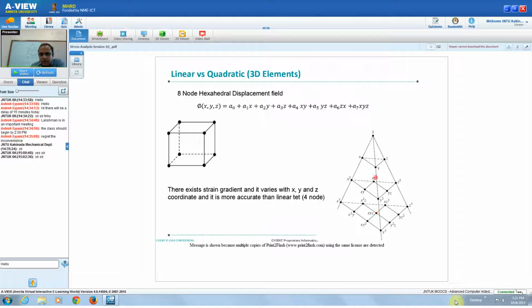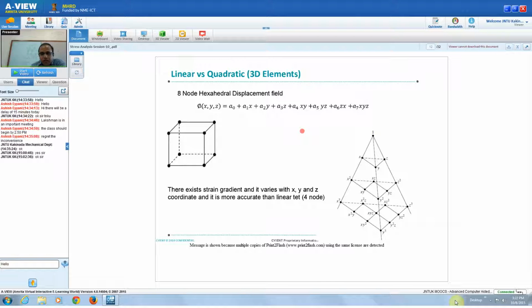So this is 4 here. Here 1, 2, 3, 4 plus 3, 7, and we have 8 nodes, right? The 8th node will be taken at this point. So this will be an incomplete polynomial with perfect symmetry. This polynomial is considered for the 8-noded hexahedral displacement field.